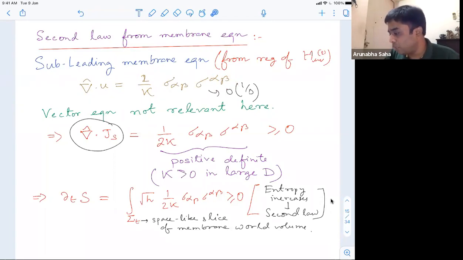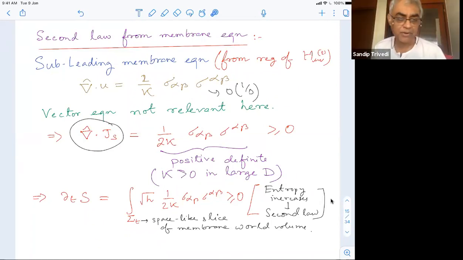And hence, if you use the definition of entropy current, you will find the divergence of Js, the entropy current, is actually 1 over 2 kappa times this, and from similar argument, this is positive definite. And sorry, Arunabha, so far you are doing Einstein gravity in large D, right? Yes. Okay. Thank you.